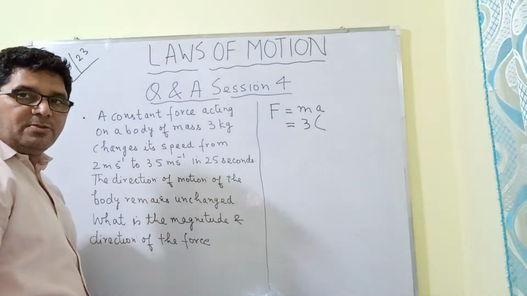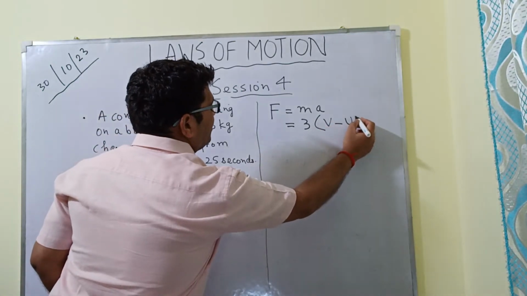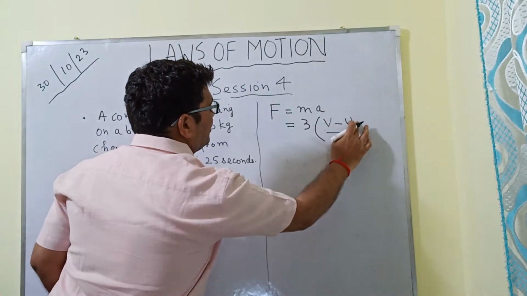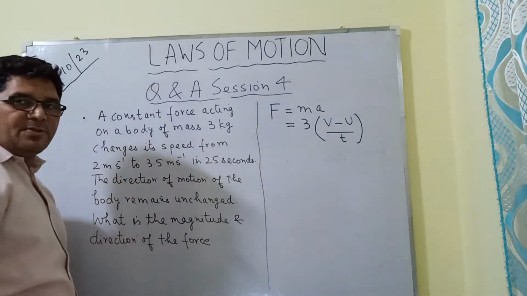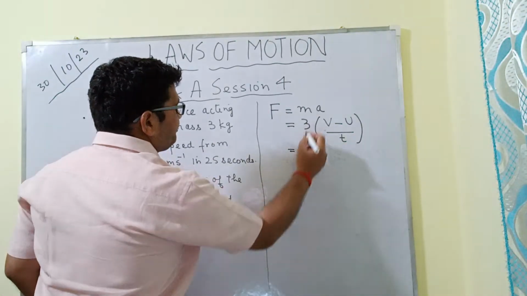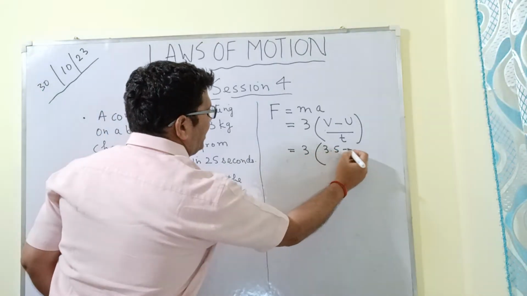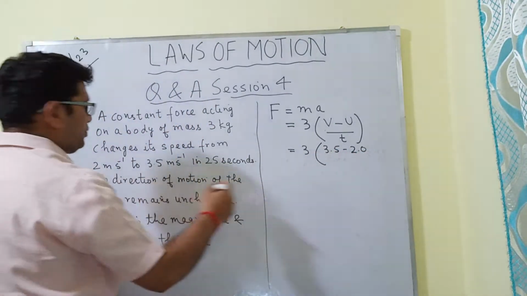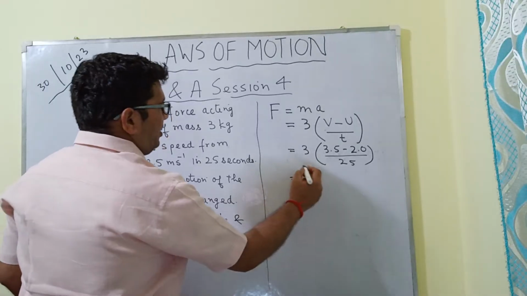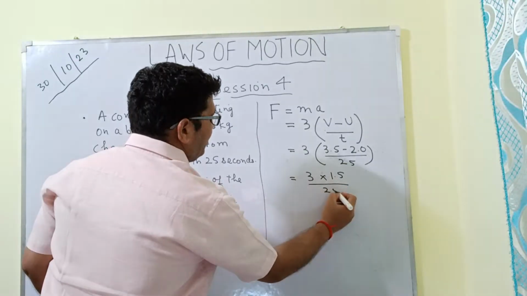Acceleration, what is it? Acceleration will be equal to, you can write as v minus u divided by t, where v is the final velocity, u is the initial velocity, and t is the time taken. So 3, the final velocity is 3.5 minus 2 meter per second divided by the time taken, which is equal to 25 seconds. So here we will be getting 3 into 1.5 divided by 25.